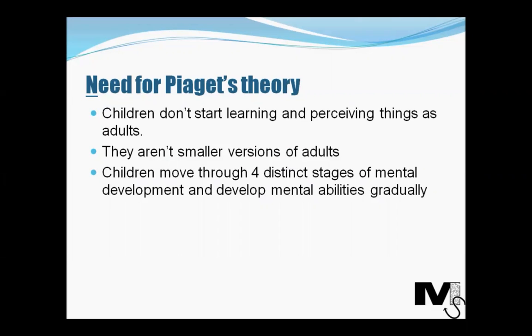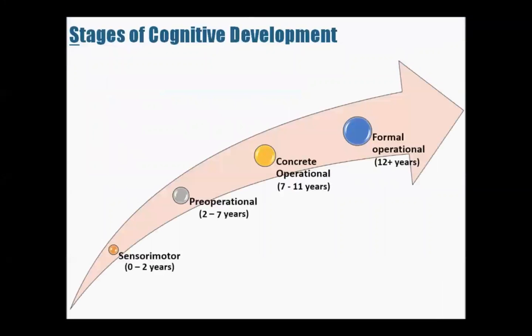Piaget's theory emphasized that children don't start learning and perceiving things as adults. They aren't smaller versions of adults, and they go through 4 specific stages of mental development and gradually develop mental abilities and eventually start looking at the world around us in the same way as adults do. So let's take a look at the stages of cognitive development.